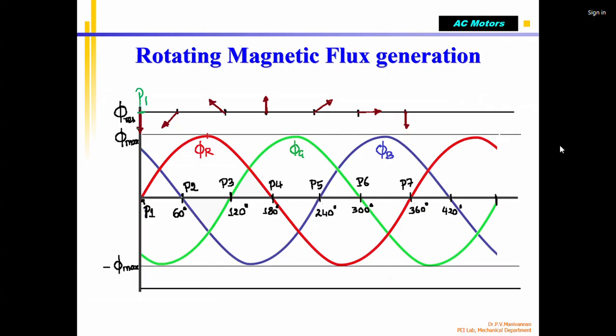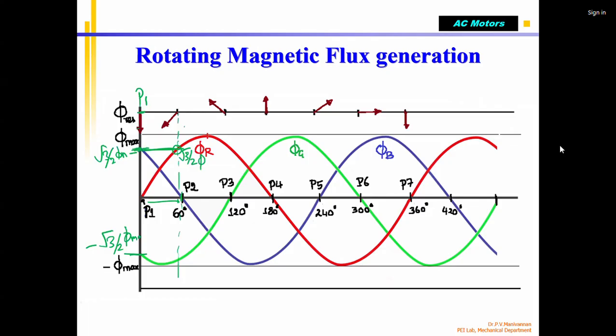Now, take 60 degree. From 0, after 60 degree, you can see that I can mark like this. So the red one now becomes root 3 by 2 into phi max. You can see that on the x-axis, if I draw a horizontal line, it cuts here. This is root 3 by 2 into phi max. Of course, this value is negative. This value is positive, this one.